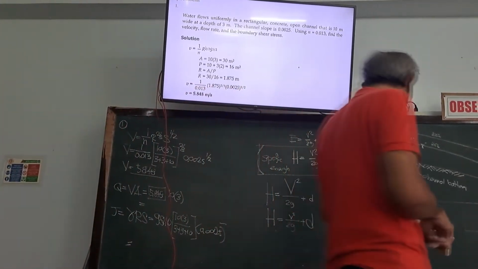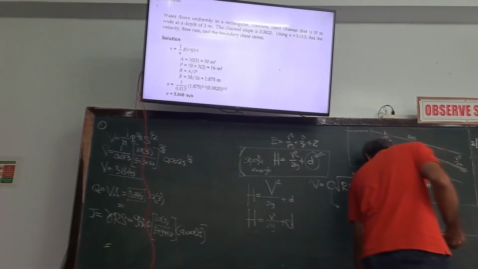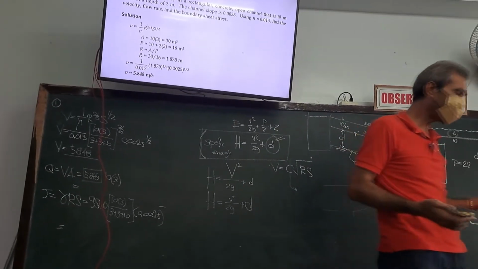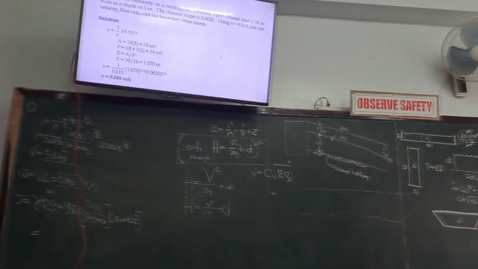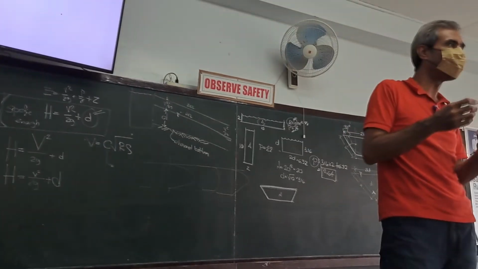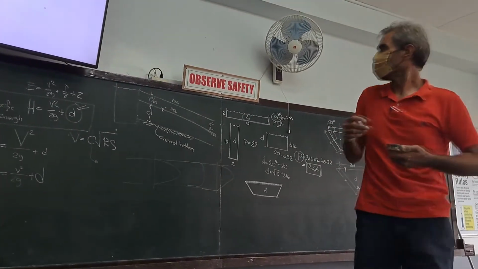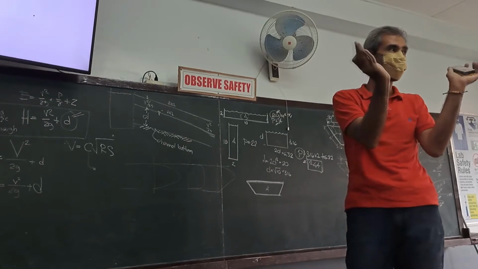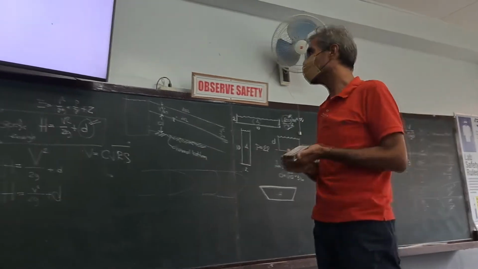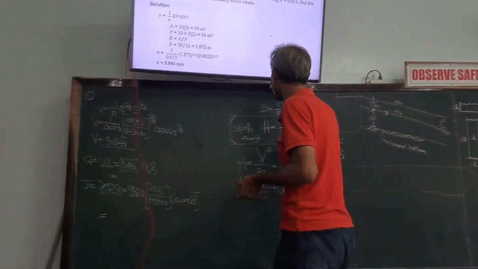Most of the difficulty lies in computing the area and the wetted perimeter, especially if it is a trapezoidal cross-section.